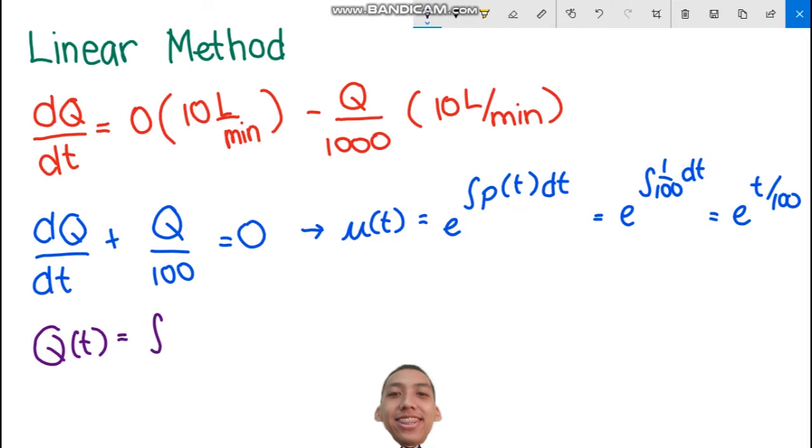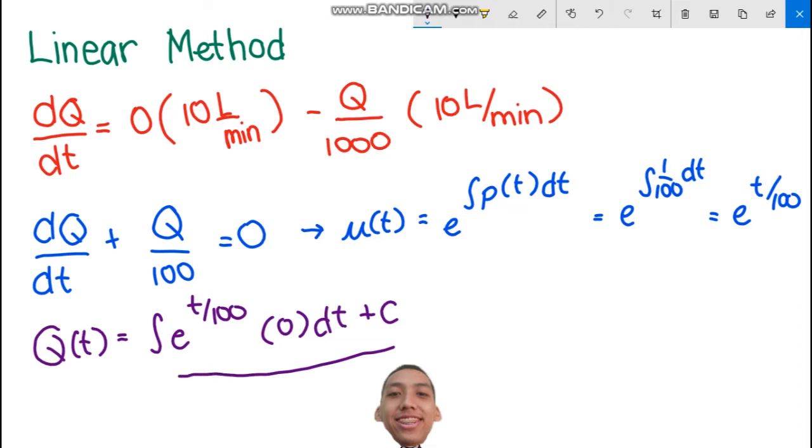Q of t is equal to the integral of e raised to t over 100, which is the integrating factor, multiplied to 0, which is g of t, dt, plus C over e raised to t over 100, which is also the integrating factor. Simplifying, the answer will be C e raised to negative t over 100.